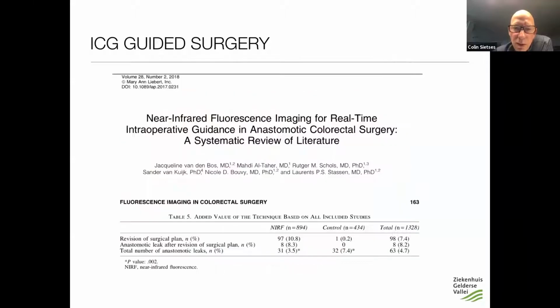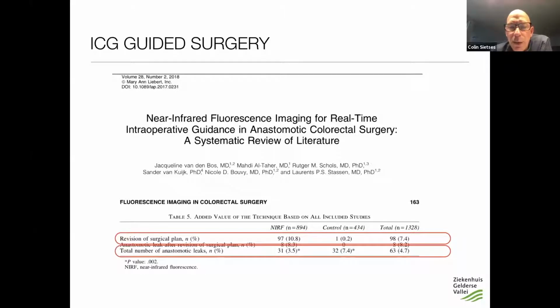So how about the literature for colorectal surgery? This is also a review of literature from the Netherlands. This shows you, if the patient had near-infrared imaging available, how many times did it change your surgical plan? And it showed that it changed the surgical plan in about 10% of all procedures, which ended up in a reduced leakage rate of about 50%. So in the patient group with ICG, they had a leakage rate of about 3.5%, and in the group without ICG, they had about 7.5% leakage.